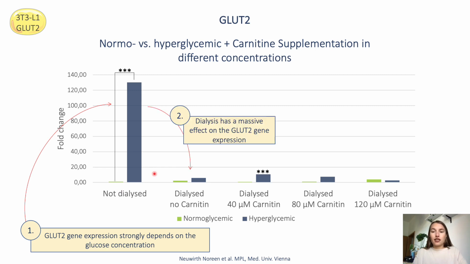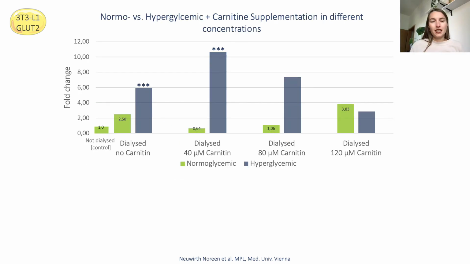The use of dialyzed FCS, so no carnitine in the medium, has a massive effect on the gene expression. We observe a drop under hyperglycemia and an induction of the gene expression under normoglycemic condition, which shows that carnitine is involved in the gene regulation of GLUT2 transcription. Let's zoom in a little bit to see better the effect of carnitine supplementation. If carnitine is added, we observe a reinduction of the GLUT2 gene expression under hyperglycemic conditions.